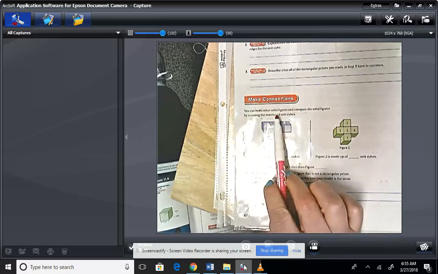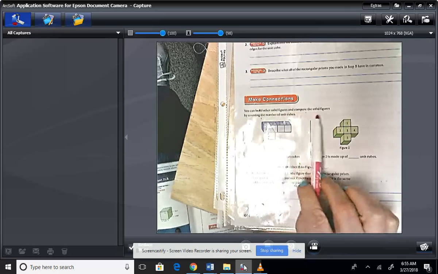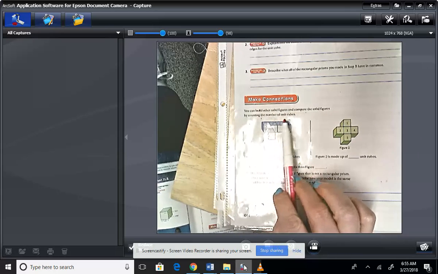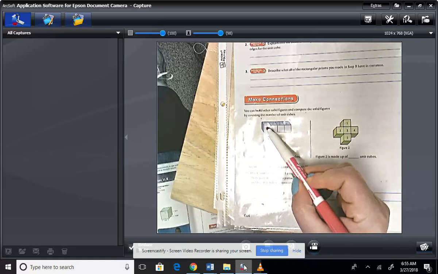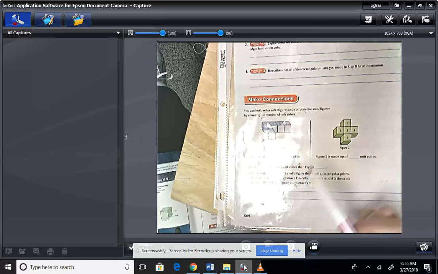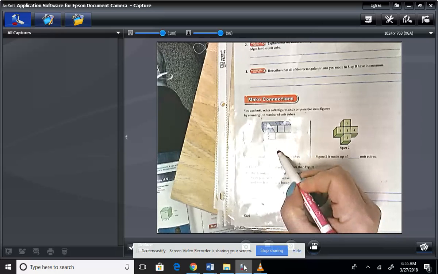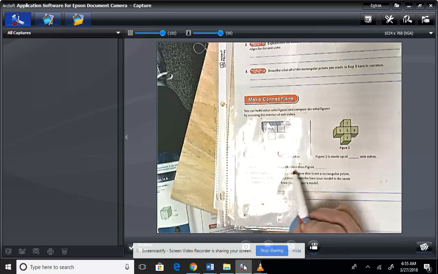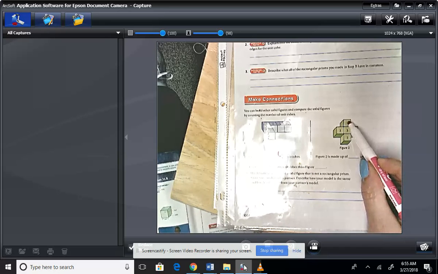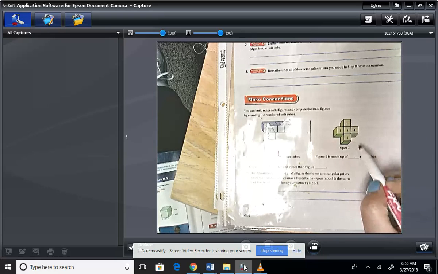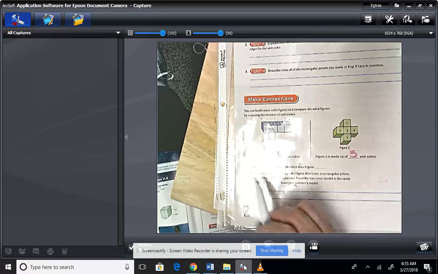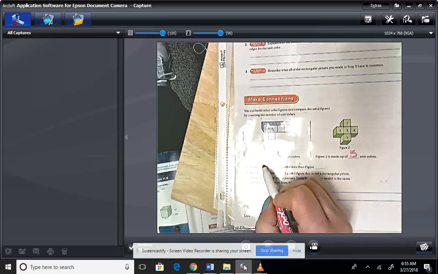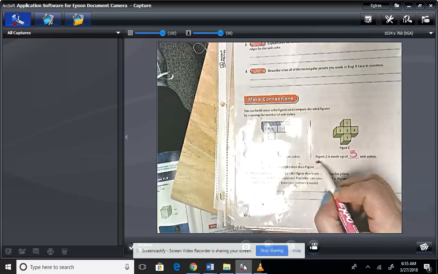You can build other solid figures, and compare the solid figures by counting the number of units. So we have 1, 2, 3, 4, 5, 6. If you build that, how many units is it made up of? 6. So figure blank has more units than, oh, we got to go over here. This is a different one. Build it, please. Count how many blocks you used. 5. So figure 1 has more than figure 2 because this one has 6, this one has 5.